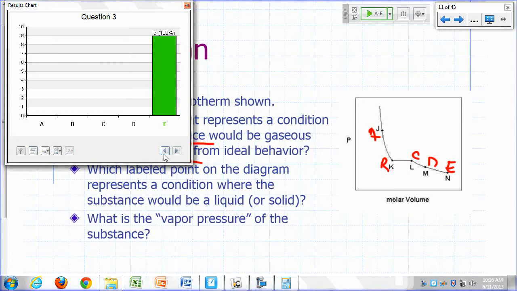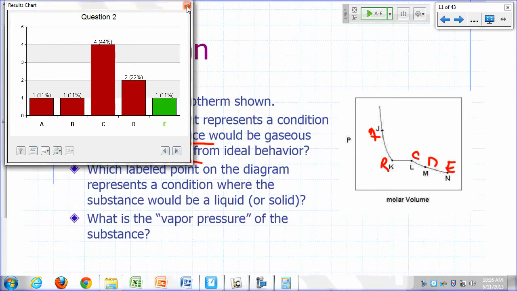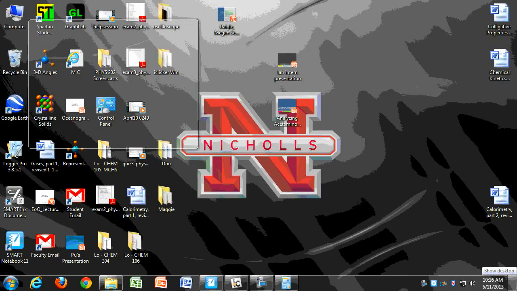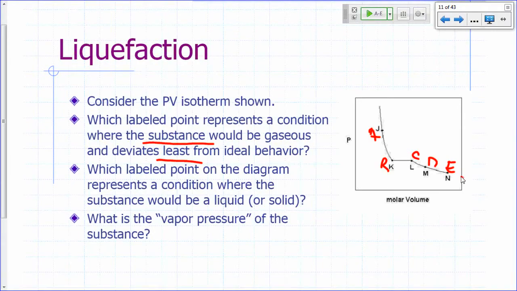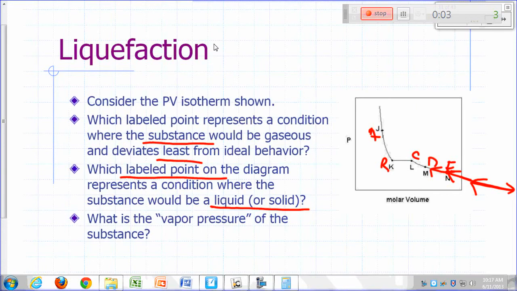Okay. So at point E, we said that this would be way over here. It's going to be ideal, right? So as you shrink the volume of the gas at constant temperature, the pressure is going to be going up, right? Which labeled point on this diagram represents a condition where you would have a solid or a liquid? The whole thing is either a solid or a liquid. A, B, C, D, or E.